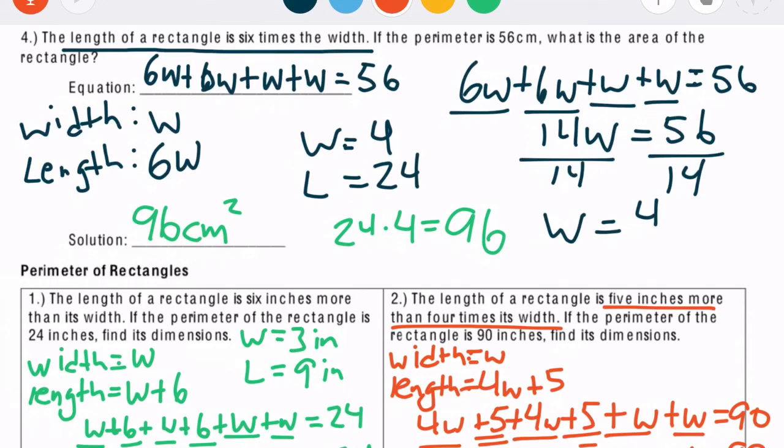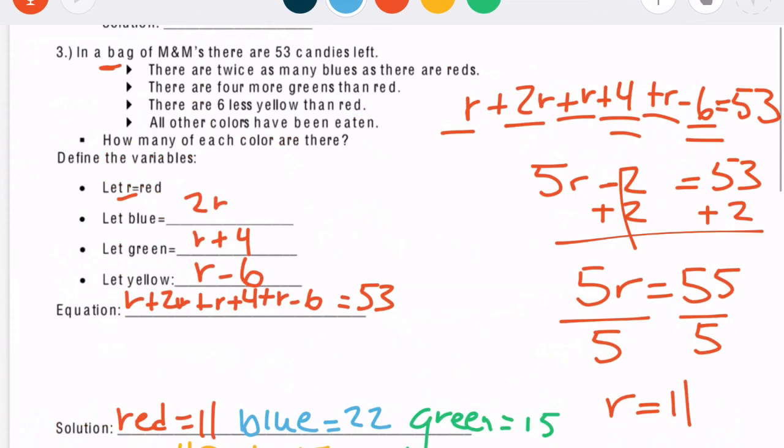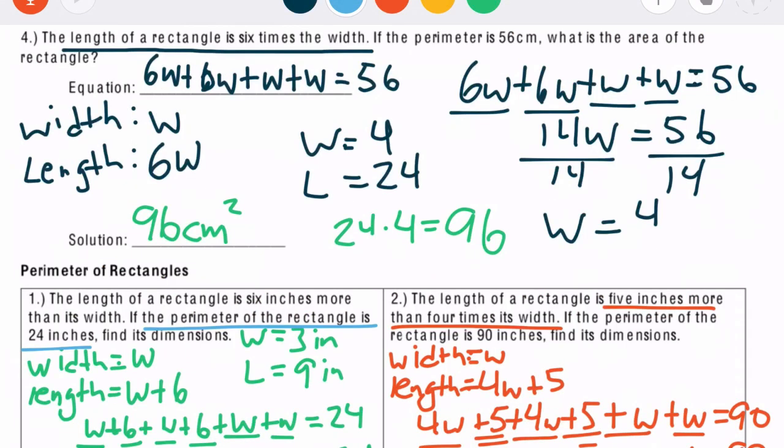A quick way to check these is just to plug it back in. You could also think to yourself, okay, if I look back to number 1, the perimeter is 24 inches. So the perimeter is just 2 lengths, 9 plus 9, and then 2 widths, plus 3 plus 3. And that should equal 24. 9 plus 9 is 18, plus 3 is 21, plus 3 is 24. So 24 equals 24, that means we are correct.